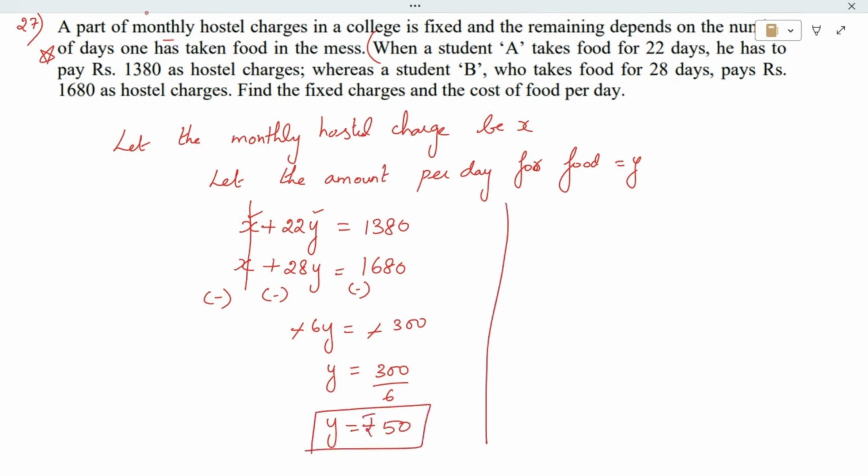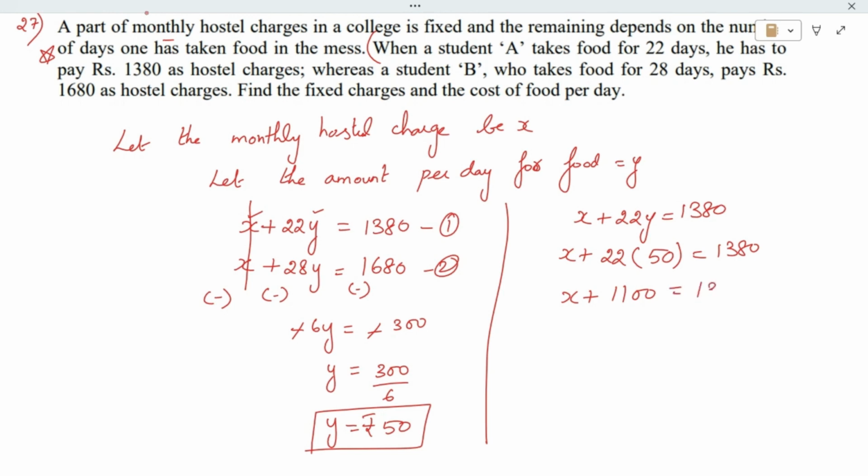So now I need to substitute y in any of the equations. Let them be equations 1 and 2. So I'm taking the first equation itself. x plus 22y is equal to 1380. So x plus 22 times y, which is 50, isn't it, is equal to 1380. So x plus 1100. 22 into 5 is 110, so one more zero is there. So it's x plus 1100 is equal to 1380. x is equal to 1380 minus 1100. So it is going to be rupees 280, isn't it?